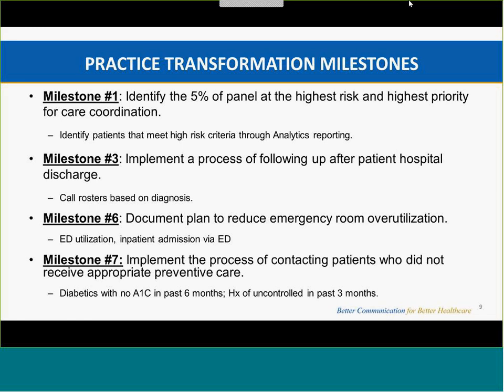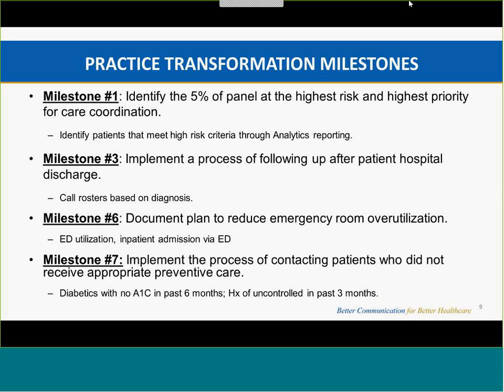Document a plan to reduce emergency room overutilization. For this milestone, we are actually helping one of the Delaware ACOs, and Lakeisha, I don't even know if I'm allowed to mention who they are on this call or not. Basically we're helping them look at their ED utilization and their unplanned admissions. They came to us saying, we don't know where to start with an issue, but we know as an ACO that we are definitely having too many patients with unplanned admissions.